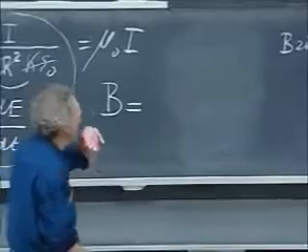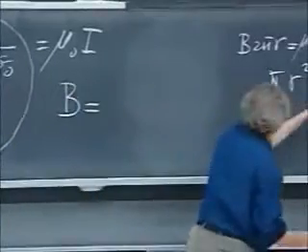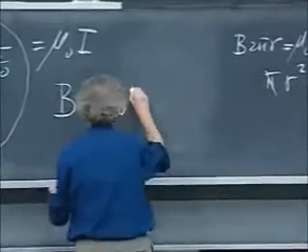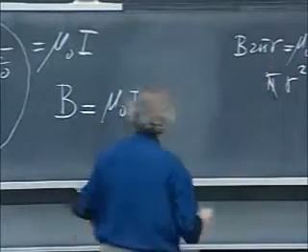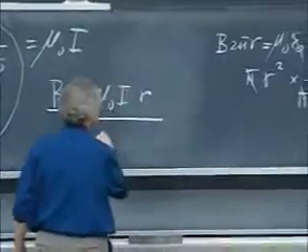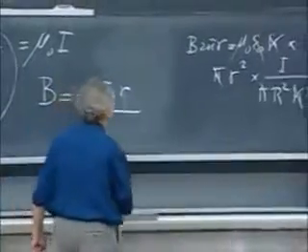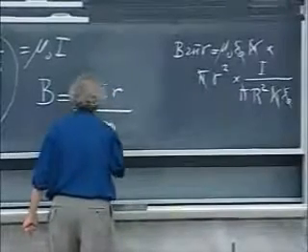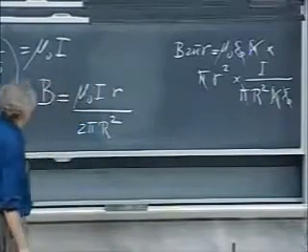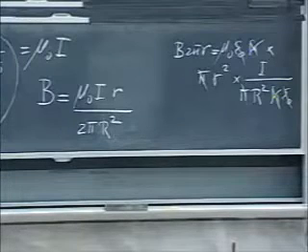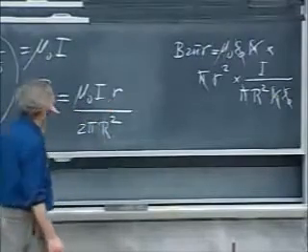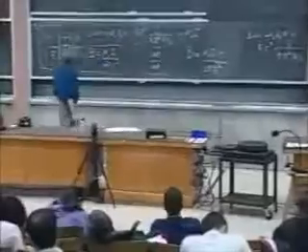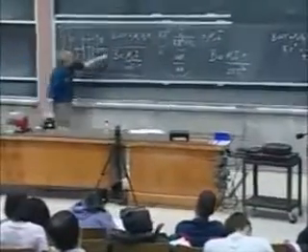Because if I make up my balance, I get upstairs mu 0 times I, but I get one little r upstairs. You see, you have r squared here and you have r here. And downstairs, I get 2 pi, and then I get a capital R squared. And I believe that's correct. Let me check my notes. And yes, I'm happy with that. And this is proportional to little r, whereas here, it falls off as 1 over r.